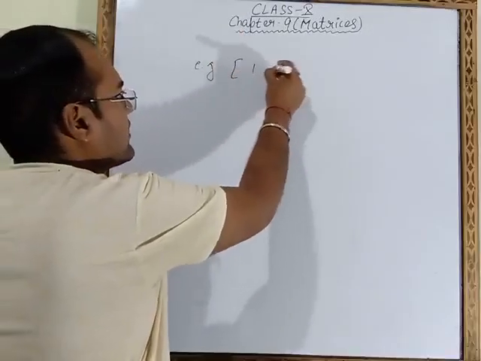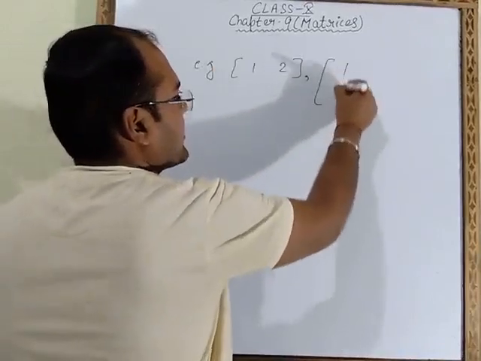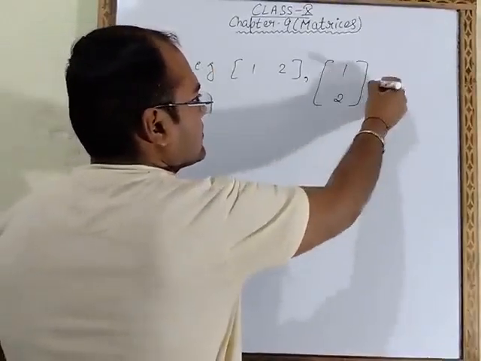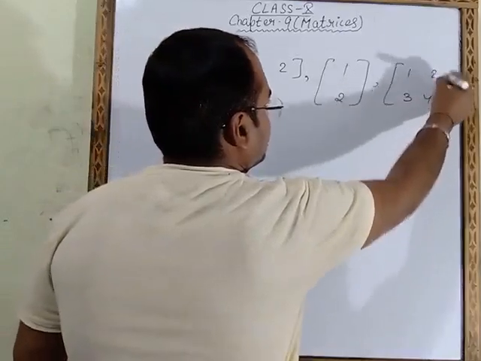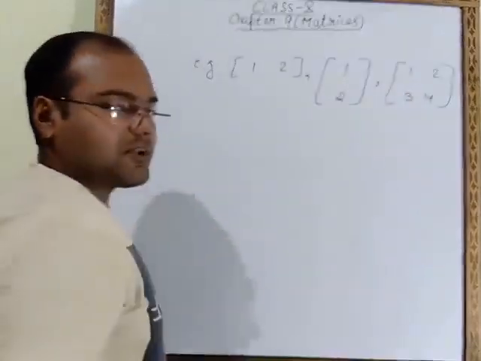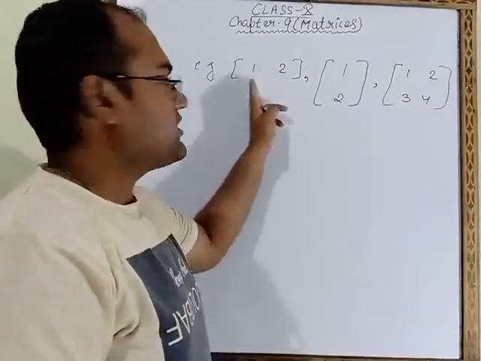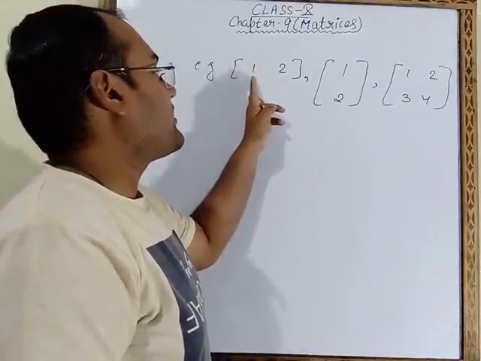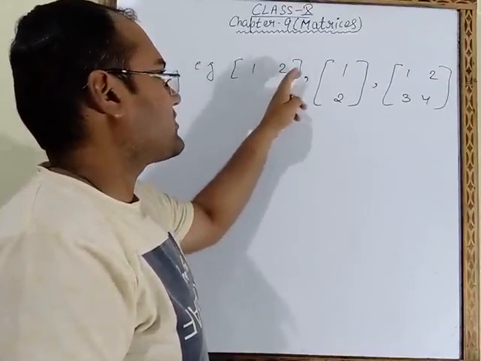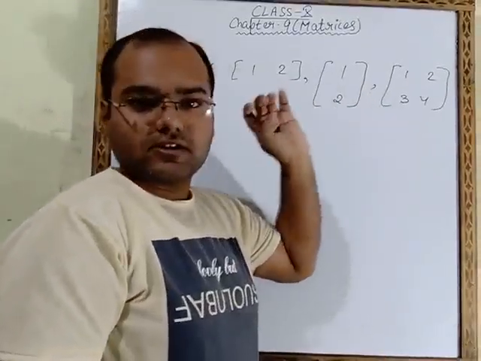Here I have written 1 and 2. This is the first example. I can write like this also. And then the third example is... these all are examples of matrices. Here 1 and 2, these two numbers are called elements of the matrix. I have written these two elements inside this rectangular arrangement, so such representations are known as matrices.